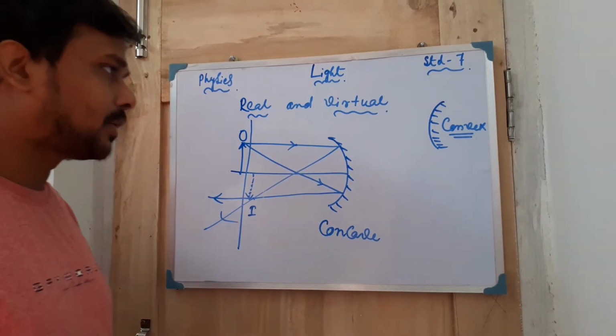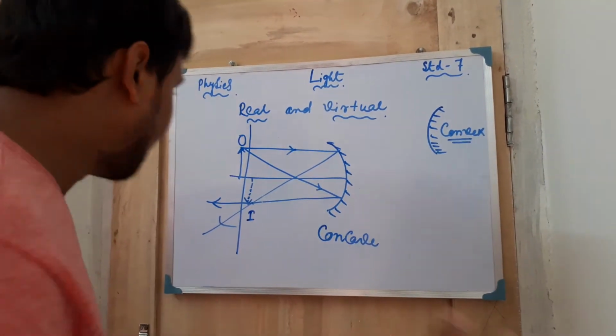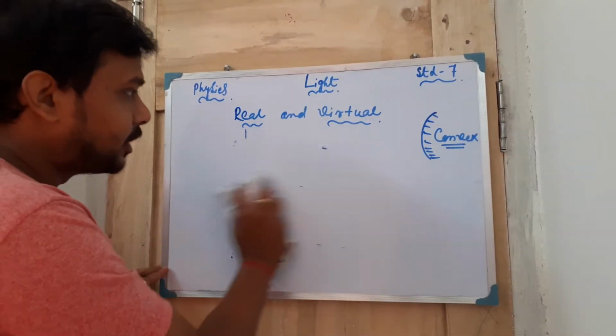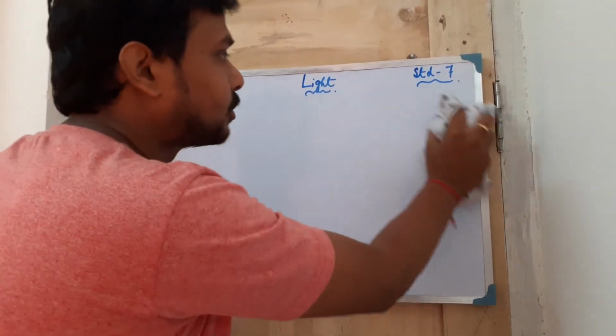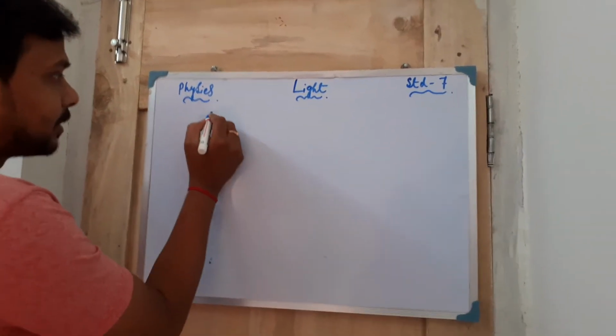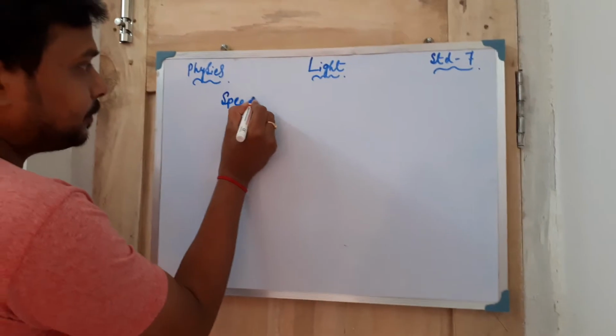So these two things are very important, so try to remember this one. Next one in your syllabus is the speed of light, then the color addition part is also there. So I will tell you all these things today. In your syllabus, the speed of light.